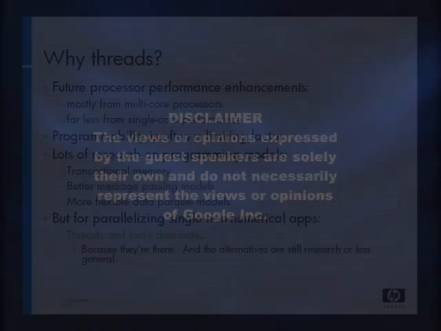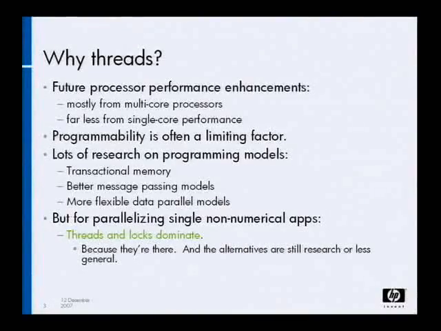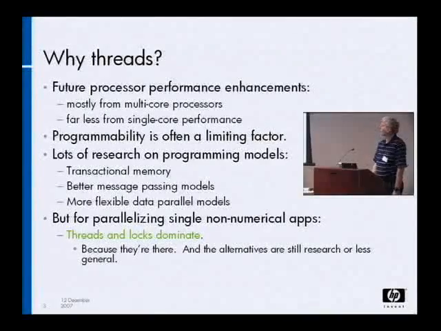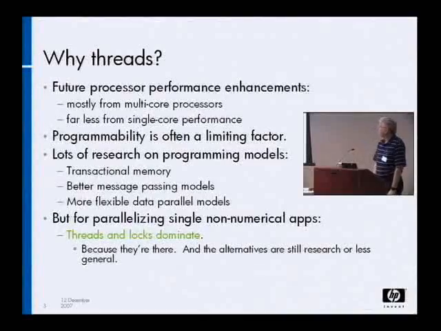Why are we interested in threads? Well, this is a fairly canonical argument. Future processor performance enhancements, as we all know, are likely to come from multi-core processors. It's going to come from having parallel machines rather than enhancing single-core performance. Often, though clearly not in all cases, especially around here, programmability is a limiting factor.